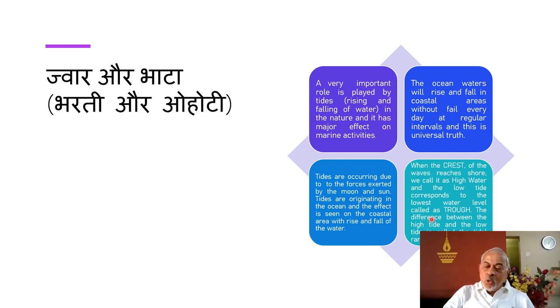So, two high waters and two low waters keep on occurring every day at an almost 6-hour gap, or intervals of 6 hours. So, high water, then low water, again high water, again low water.